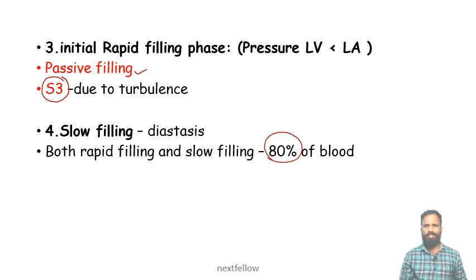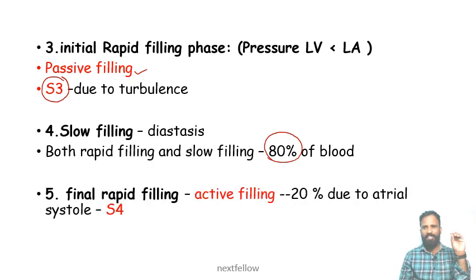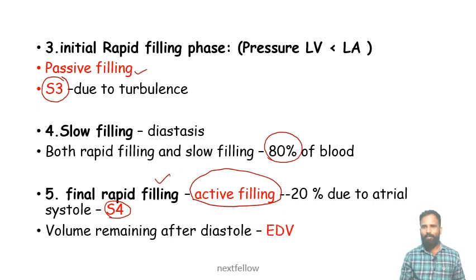What about the other 20%? As the pressure gradient is lowered, the atria contracts to push that extra 20% of blood, which is active filling, and we call this phase the final rapid filling. This atrial systole will produce a heart sound called S4. The amount of blood in the ventricle after the diastole is what we call the end diastolic volume, which is 130 ml. Thank you.